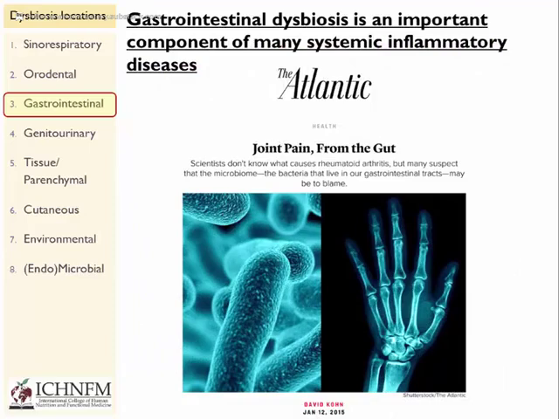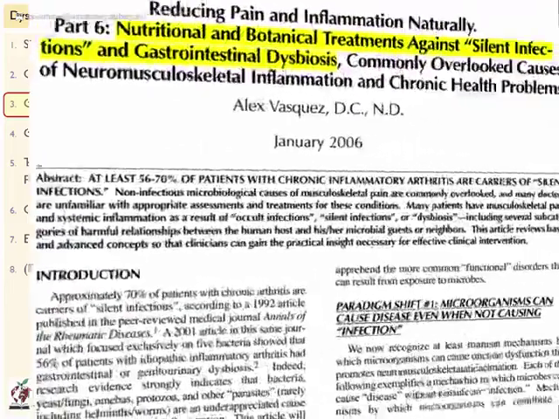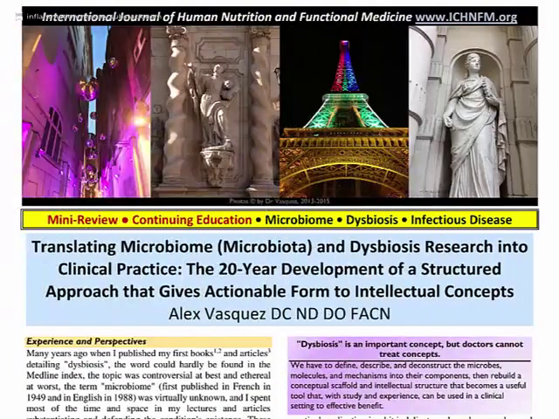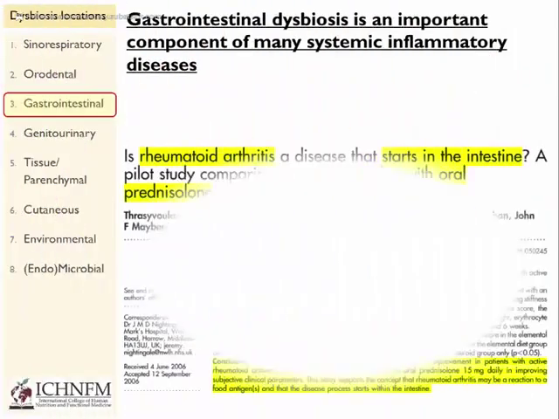Of course, we've seen many of these concepts now come into kind of popular or public knowledge. Here's an article from 2015 in The Atlantic talking about gastrointestinal dysbiosis and how it can contribute to rheumatoid arthritis. You know, some of us were writing and reporting on this maybe 12 years ago, 20 years ago. I published a rather important paper in 2006 that reviewed many of these concepts, but now we see that they are finally, 9 or 10 years later, coming into public knowledge.